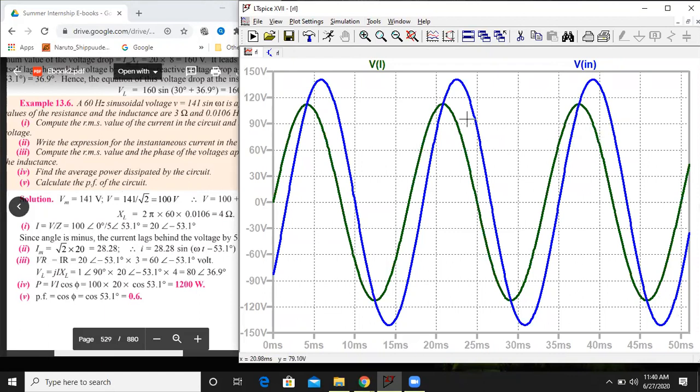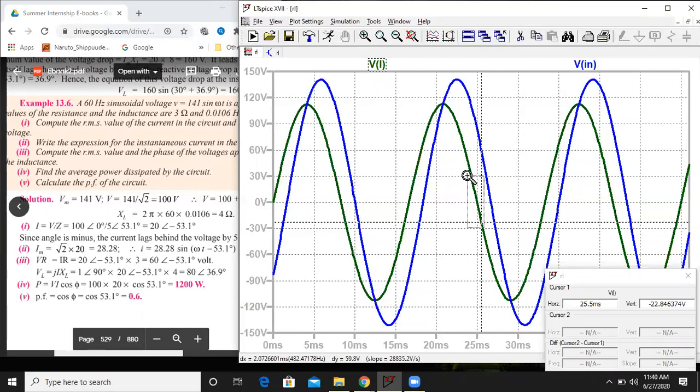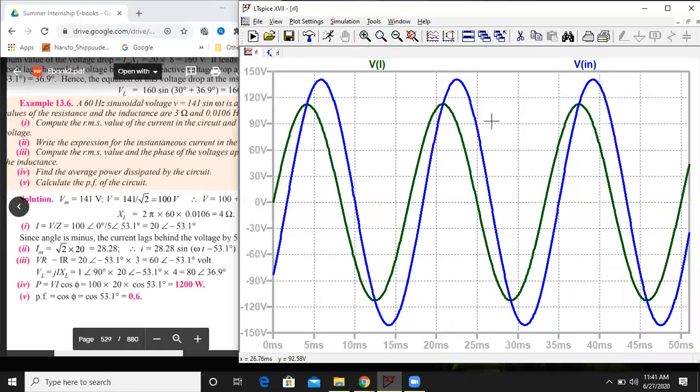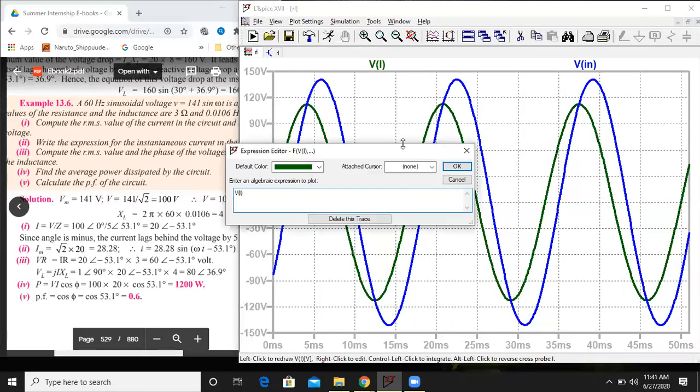So phase difference I want to calculate. First, let me check the magnitude. So I'll right click on this and I'll move this pointer towards the peak value. So here the peak value I'm getting is 112.66. In theory I'm getting 80, and that is in RMS. Multiply that by √2, I'll get around 113.1 in the calculator. And here I'm getting around 112.66. So that's quite close.